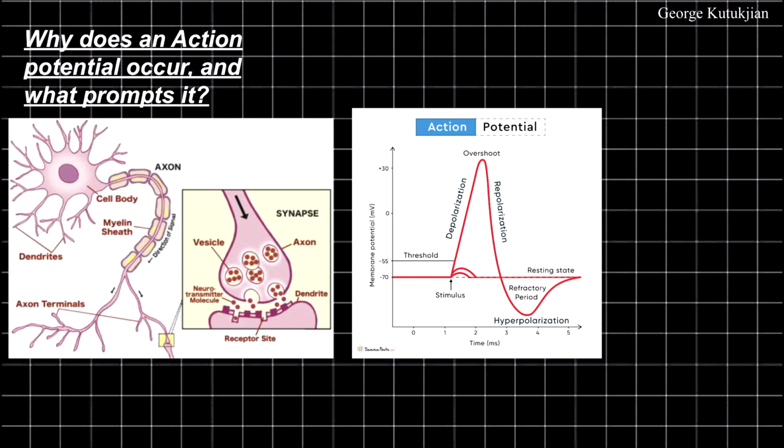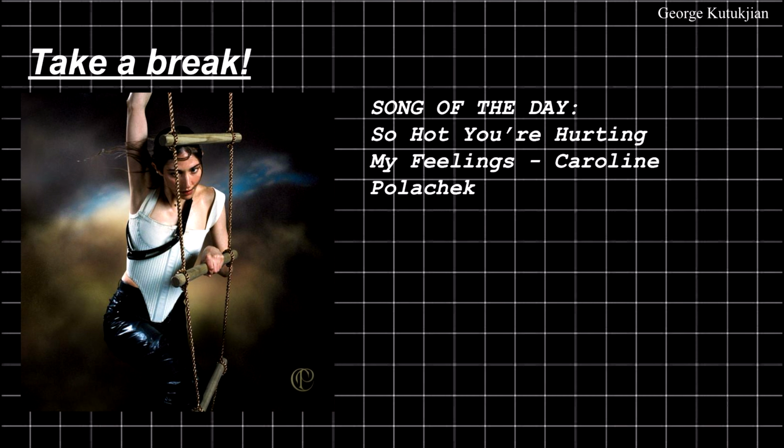Now that we know why a neuron's membrane potential is negative and the factors that contribute to it, we can learn about what happens to a neuron when it receives a chemical signal and what factors contribute to an action potential. Alright, take a 3-minute break and get a snack and come back so we can learn more about the action potential.